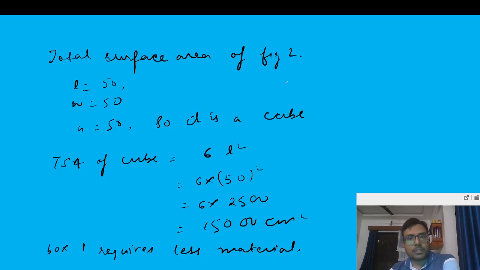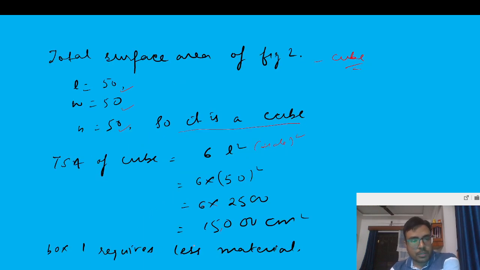Now total surface area of figure 2. Figure 2 is your cube. Length given 50, width 50, height 40. So it is a cube. So total surface area of cube is 6 into side square, L square is side square. 6 into 50 square, 6 into 2500. So 15,000. So clearly you can see this is 15,000 and that is 14,800.